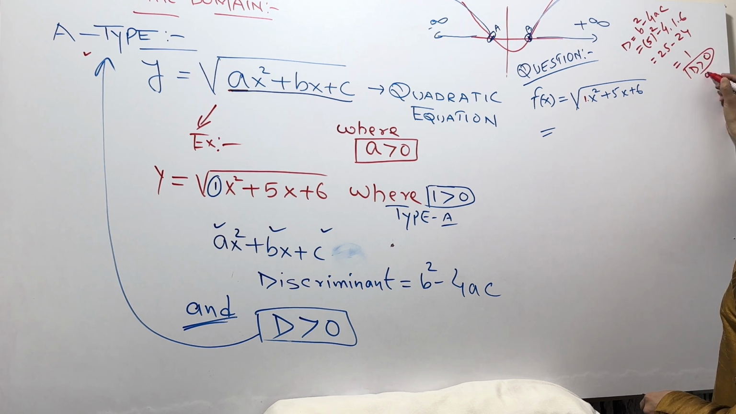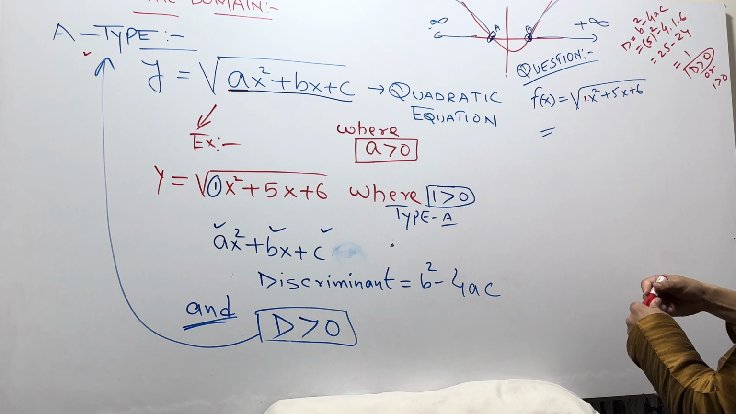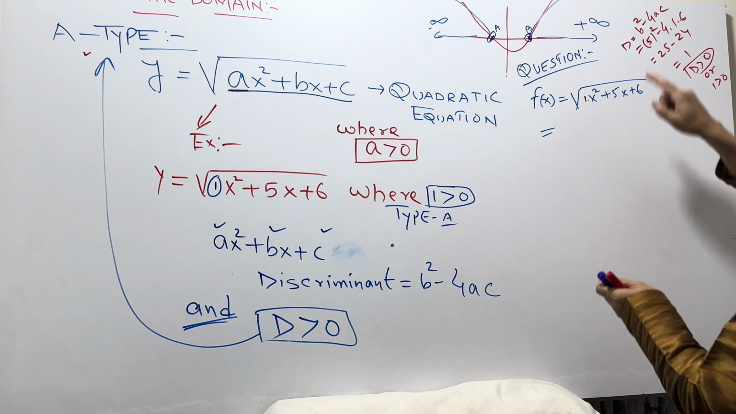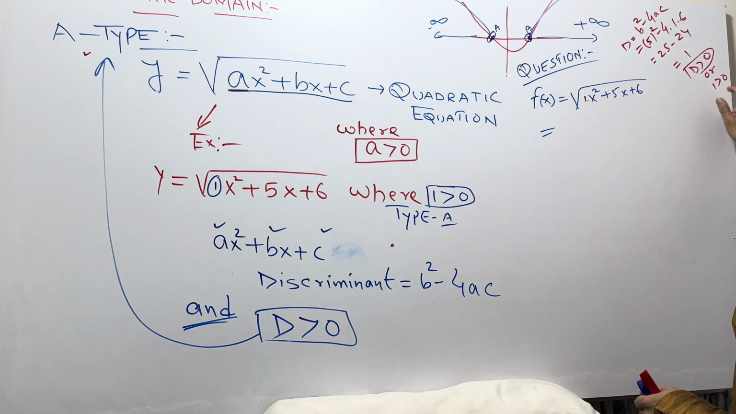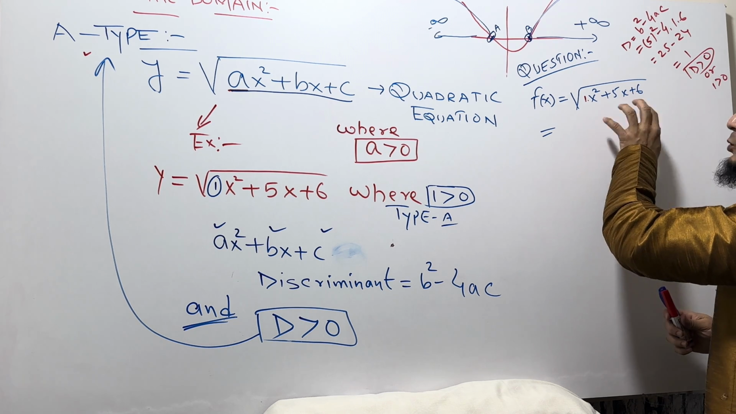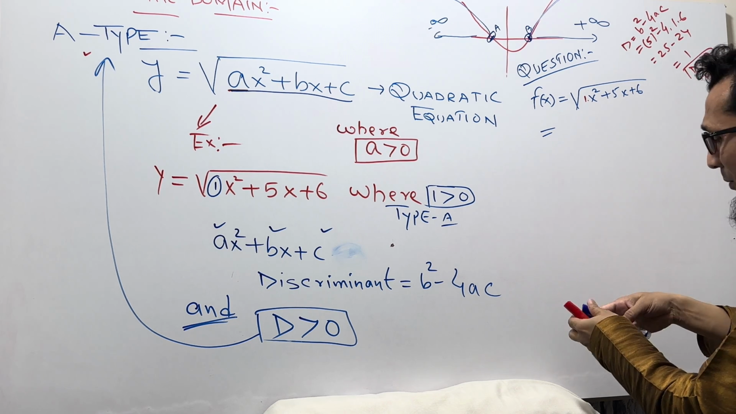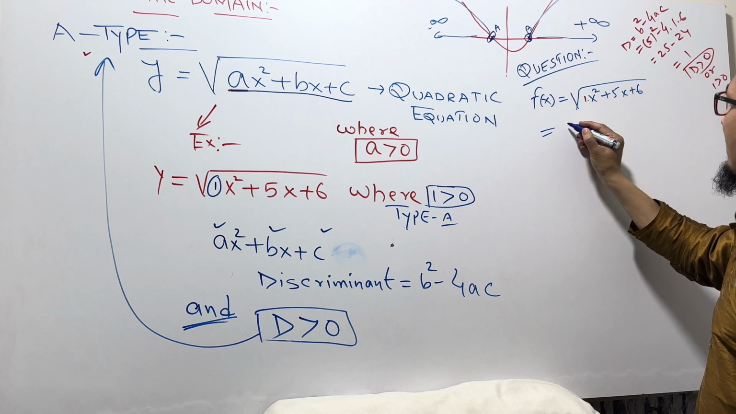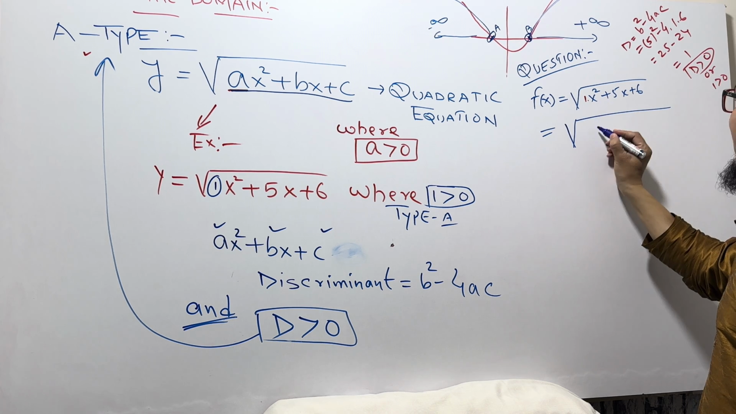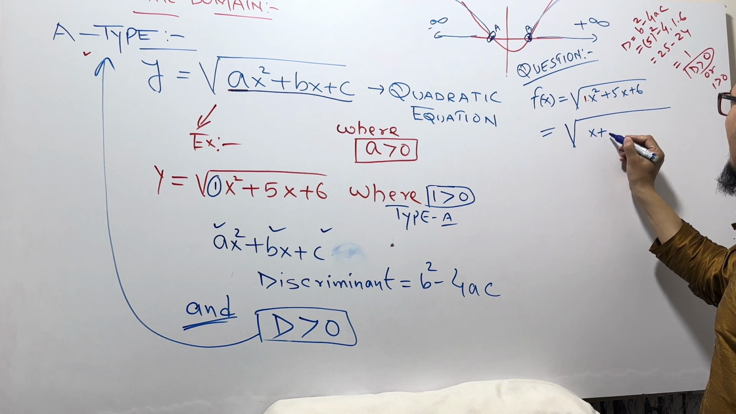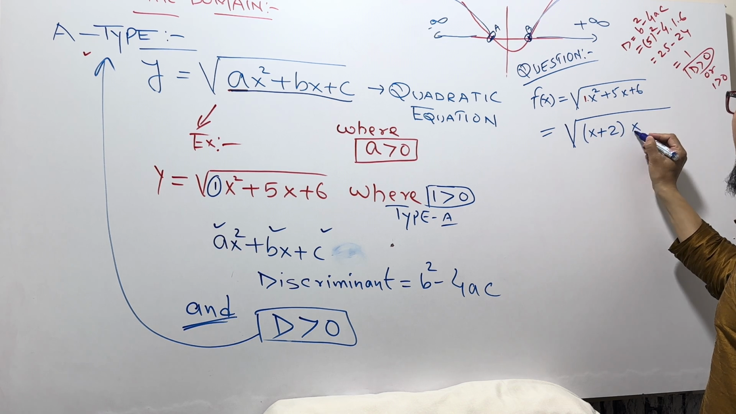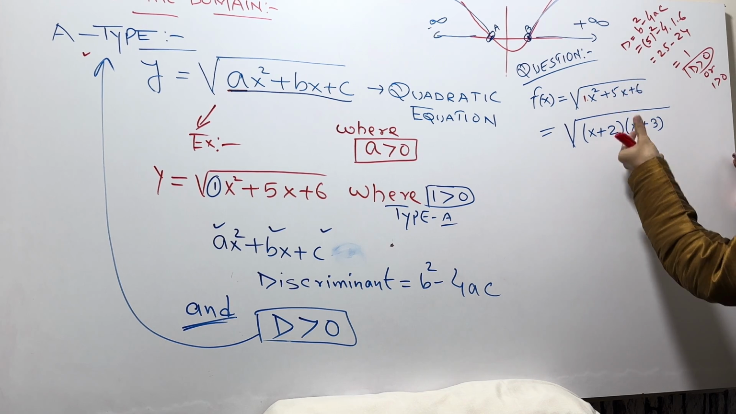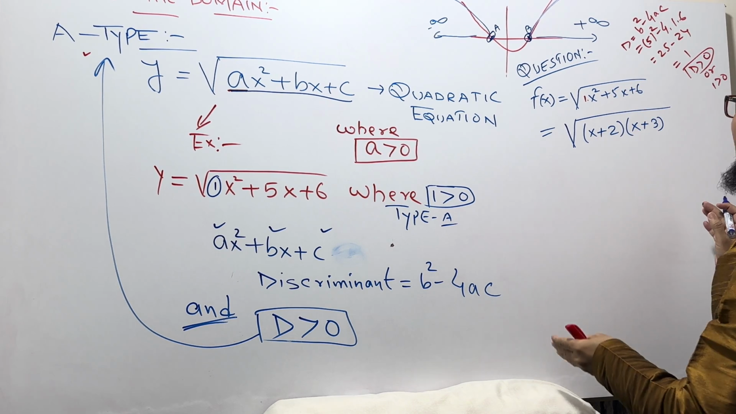Because 1 is greater than 0. Whenever you have a quadratic equation and you find the value of D, if the discriminant is greater than 0, then it must have two linear factors. Remember one thing, you just write down this one: x square plus 5x plus 6 equals x plus 2 and x plus 3. This is how to solve this quadratic equation into two different linear factors.